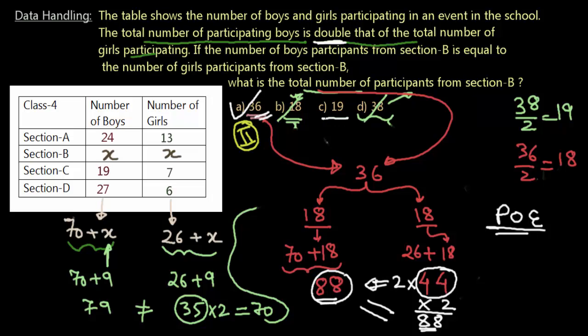This option C can be eliminated at the first instance, because 19 cannot be divided completely by 2, and the total has to be a number which is divisible by 2. I hope you understood what I mean. So 36 is the right answer. You can arrive at the answer through the process of elimination also.